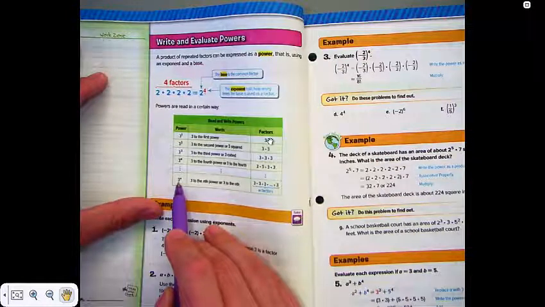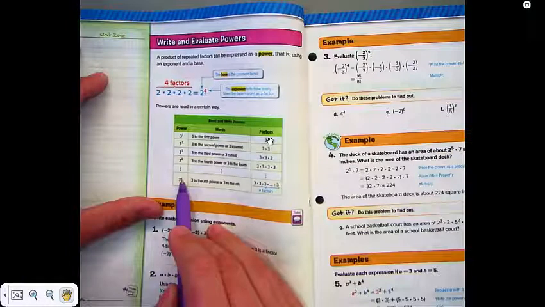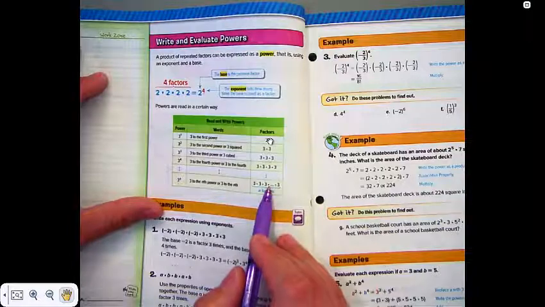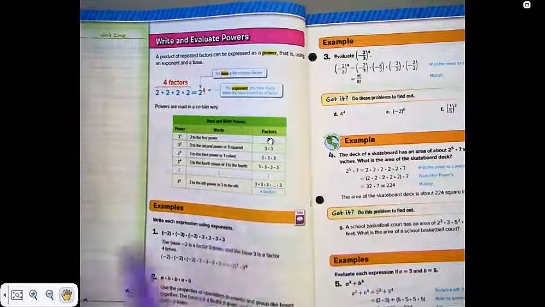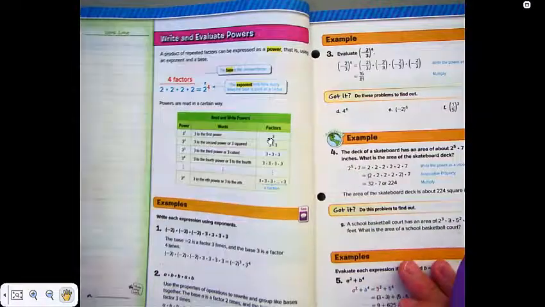Then every now and then you'll see to the nth power. That means 3 to the power of n, or 3 to the nth power. It just means you have this almost like a repeating type scenario where n is just some number that we haven't determined yet. Okay? So example 1.